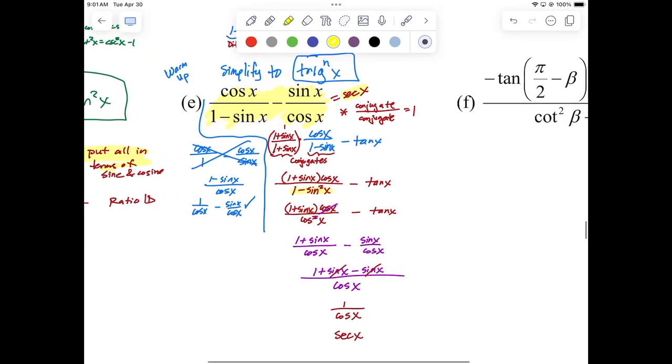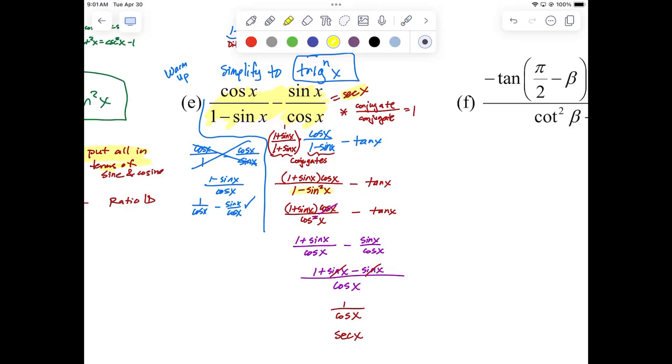So maybe you didn't know to do that when I gave it to you as a warm-up, but now it's in your arsenal. It's a tool in your tool bag. You need to be aware that it's possible and look for opportunities to multiply by the conjugate over the conjugate. When you do so, you set up a difference of squares, and the difference of squares sets up a Pythagorean substitution. So that's why we do it.